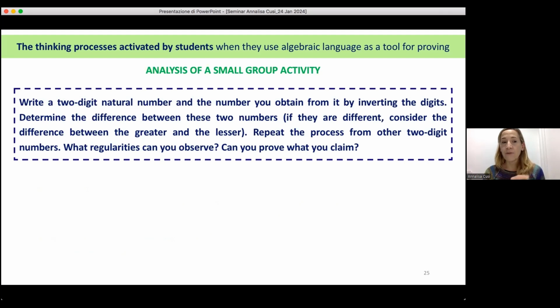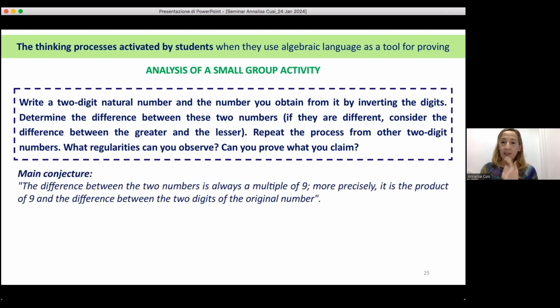The example refers to this task from the fourth phase of the educational path. Let's read the task. Write a two-digit natural number and the number you obtain from it by inverting the digits. Determine the difference between these two numbers. Repeat the process from other two-digit numbers. What regularities can you observe? Can you prove what you claim?